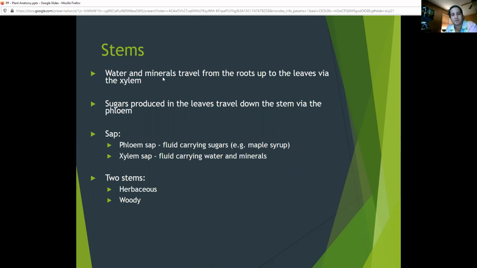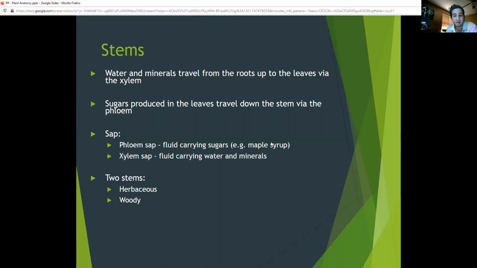So, water and minerals travel from the roots up to the leaves via the xylem. Sugars produced in the leaves travel down the stem via the phloem. So, sugars are flowing on down. So, think of maple sap. So, phloem flowing on down. Okay. Sap. So, phloem sap, that's carrying sugars.